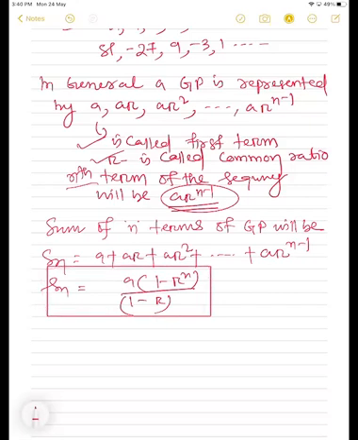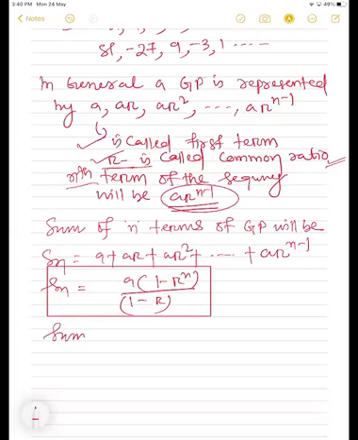Okay. And student, the sum of a GP with infinite terms can be calculated only if the common ratio is less than 1, otherwise the sum will go to infinity. Yes or no? You are seeing there is a common ratio r. If that common ratio is less than 1, then the sum can be calculated. Otherwise the sum will go to infinity if r is greater than 1. Okay. So you can write another thing here.